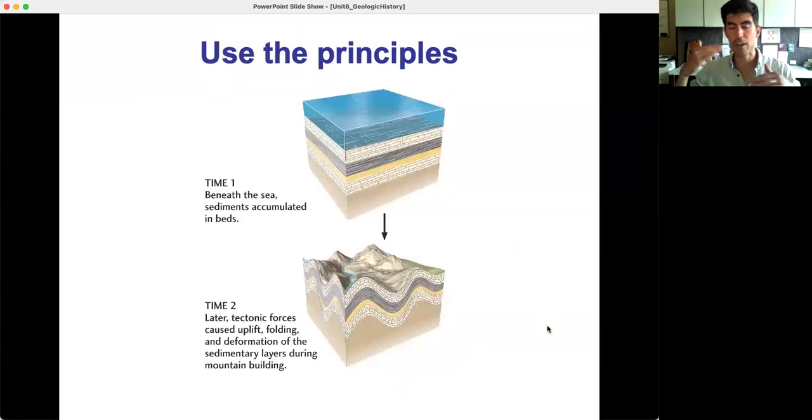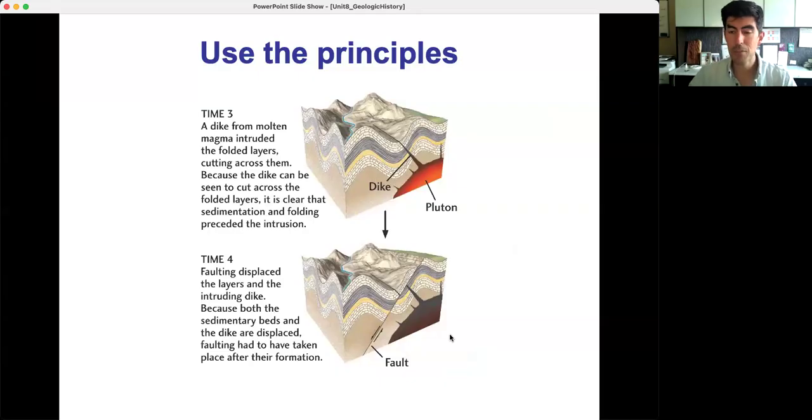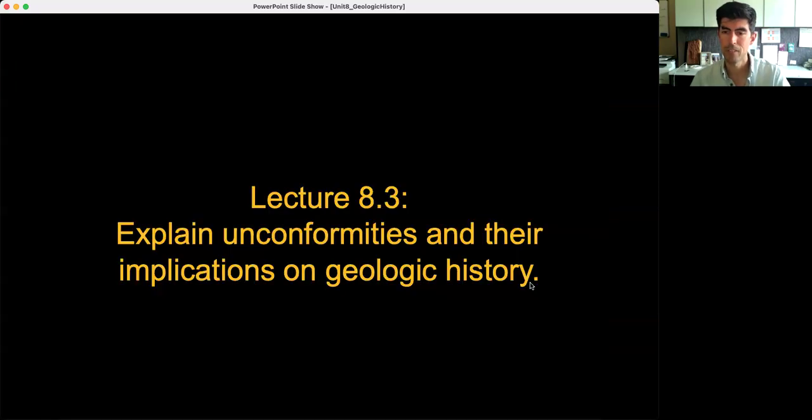So this is just a visualization of that history. We have those sedimentary layers being deposited first, then tectonic forces fold those layers up. At some time later, this magma intrusion comes up and cuts through the sedimentary layers. And then finally, we have the faulting of those layers and the faulting of the magma intrusion.